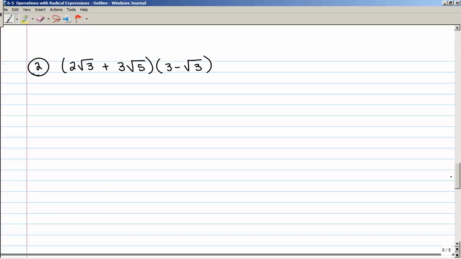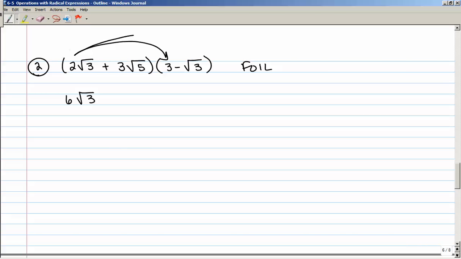Multiplying. Now notice I have what looks kind of like a binomial. I have a radical plus another radical in parentheses, and then that's multiplied by two terms that are subtracted. To do this, I'm going to FOIL. When I do my first, 2 square root of 3 times 3 gives me 6 square root of 3.